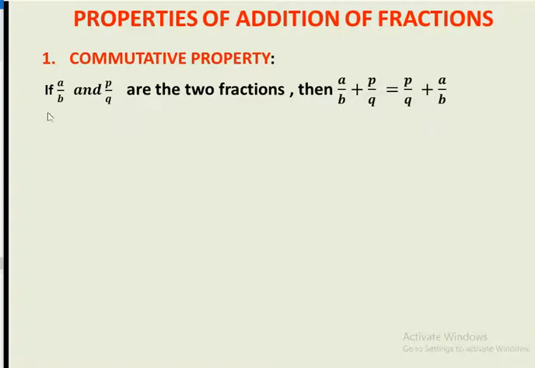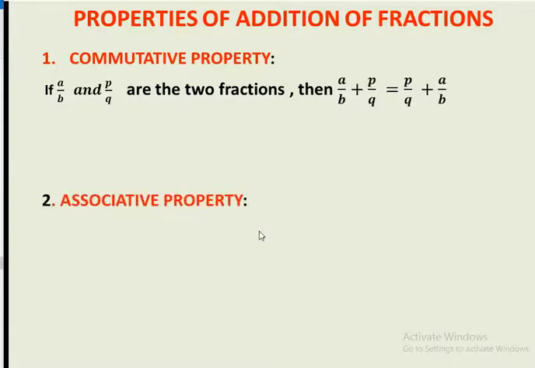Then we have properties of addition of fractions. First is the commutative property. What does the commutative property say? If a upon b and p upon q are two fractions, then a upon b plus p upon q will be equal to p upon q plus a upon b. It means we can add fractions in any order and we will get an equal result.